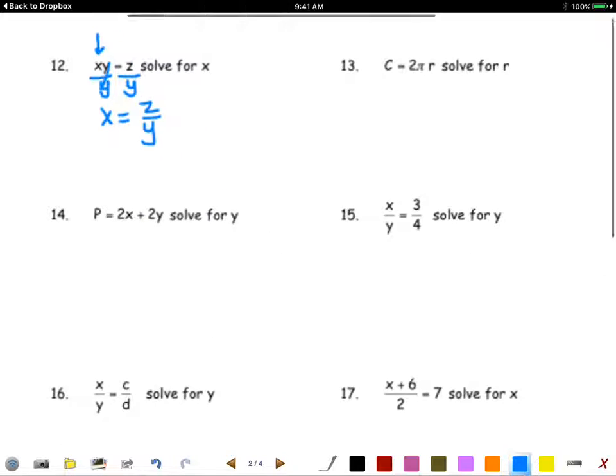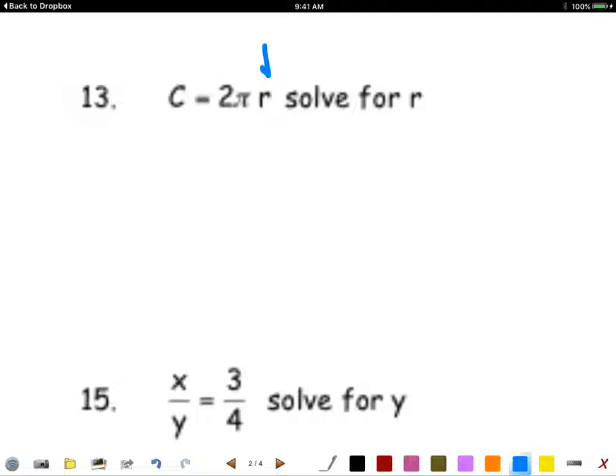Okay, look at 13. Solving for r. Now let me ask you this question because it looks like there's a lot over here. How are the 2, the pi, and the r connected? Multiplication. So if I want r by itself, I need to get rid of the 2 and the pi. But because it's all multiplication, I can get rid of them at the same time. How? Divide by what? 2 pi. Very good. Here and over here.